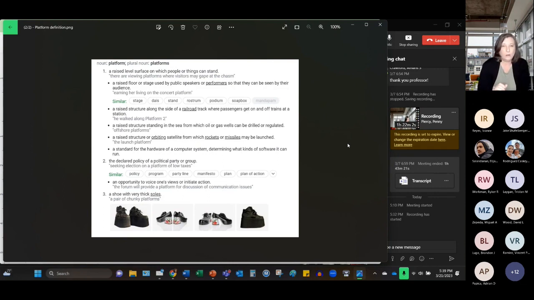And that's the only computer-related definition of platform that's even on this list, not to mention a bunch of the other ones that have nothing at all to do with computers.